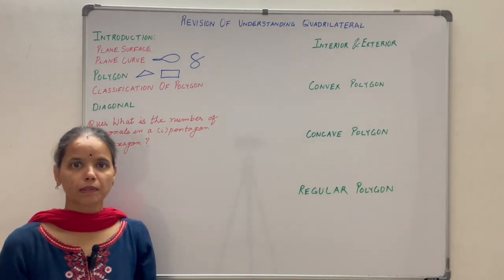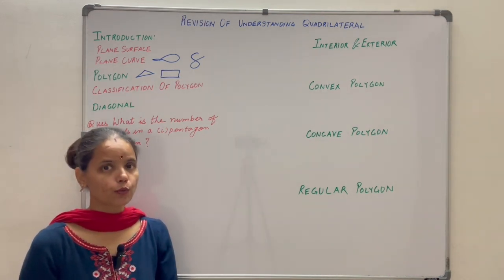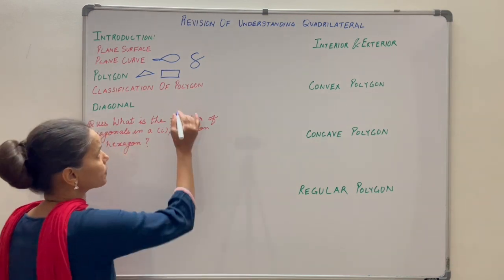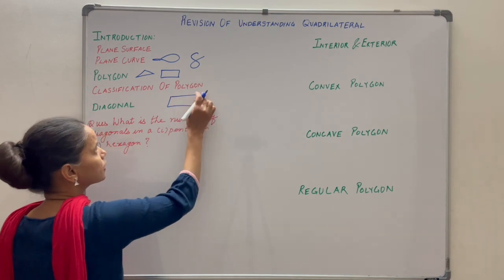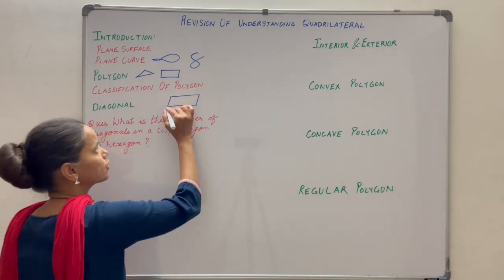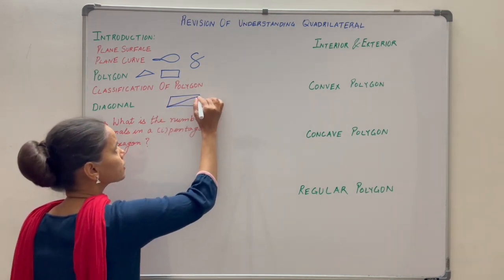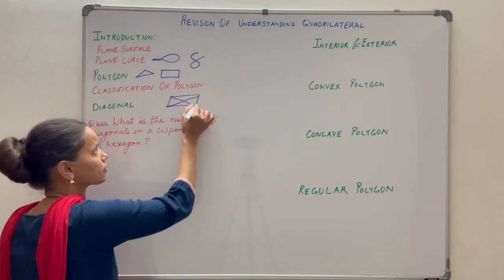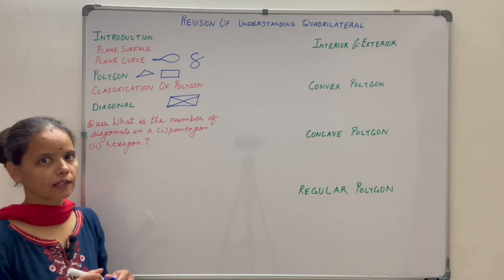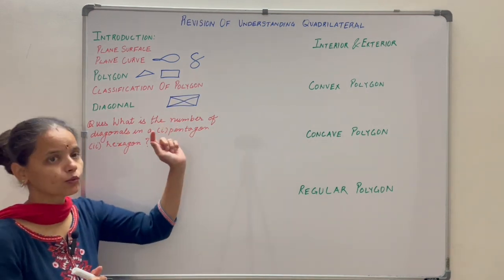Now the next one is diagonal. A diagonal is a line segment that connects two non-consecutive vertices. For example, if this is a quadrilateral, these 2 points are non-consecutive. So you can join these 2 points. This is called a diagonal. These 2 points are non-consecutive points, so this is also another diagonal. So a quadrilateral has got 2 diagonals.